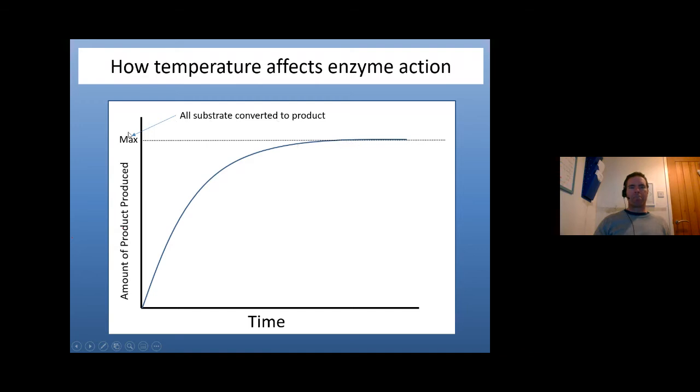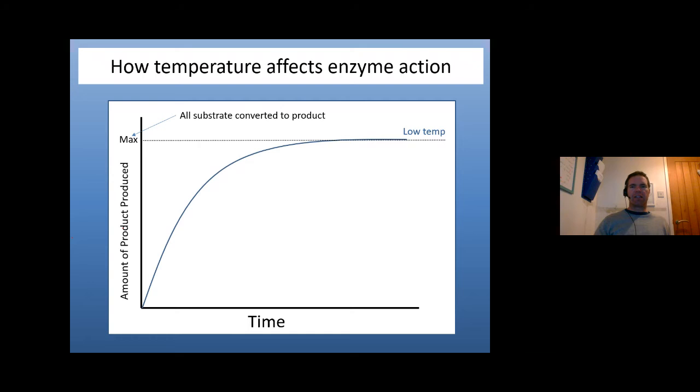We have reached the maximum amount of product that is possible, because at the point at which all the substrate is converted to product, there's nothing else that can happen anymore. We can't convert any more substrate to product because it's all being used up. So this line levels off and it will stay level and it will not change because effectively the reaction is over. We'll come back to this again and again, so it's worth keeping an eye on making sure we're happy with this graph.